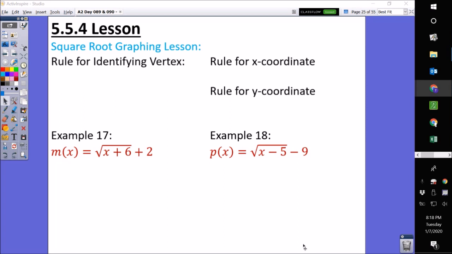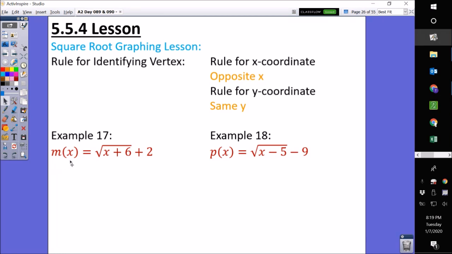So in order to find the vertex, the rule for the x coordinate and the rule for the y coordinate are the same as before, which is opposite x for the x coordinate and then same y for the y coordinate. So again, once you apply this rule, it's going to be easy to identify the vertex when you're given any kind of equation or any kind of function for square roots.